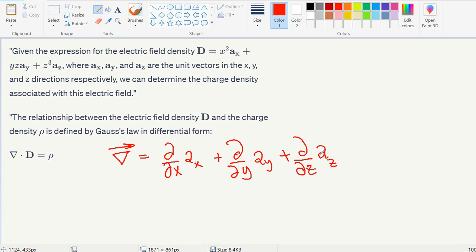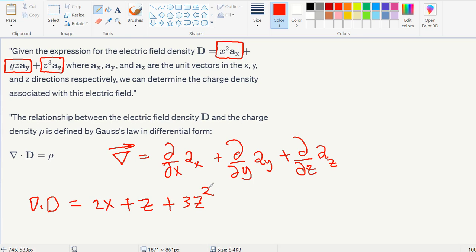We need to apply the dot product between the del operator and the electric field density D. Applying the dot product means we're going to find the partial derivative of the x component with respect to x, the partial derivative of the y component with respect to y, and the partial derivative of the z component with respect to z. And the answer is going to be as follows: 2x plus z plus 3z squared. The answer is a scalar quantity.